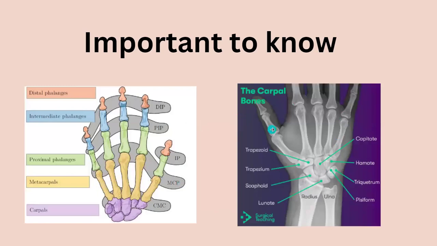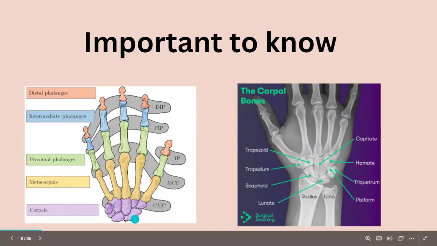Now, moving on to the carpals and your phalanges. So this is actually really important, especially for your OSPE. The doctor could just simply get you guys an X-ray of the wrist, and he's going to point out one of the bones, and he's going to ask you guys to name one of the bones of your carpals.